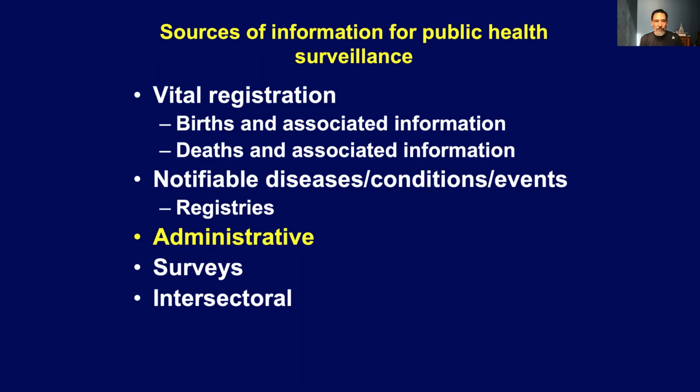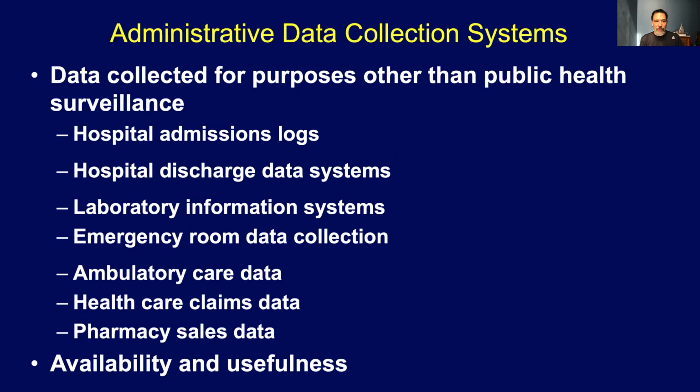Okay, so in addition to vital registration and notifiable disease reporting, there are also administrative sources which can be important for conducting surveillance. So what are these? These are data that are not set up for the purposes of public health surveillance. They're set up for other purposes, such as billing systems or keeping track of who's admitted to the hospital, or laboratory information systems, or healthcare claims data and pharmacy sales data. These systems exist because they need to exist in order to support the activities of, say, an emergency room or a pharmacy or a health insurance company.